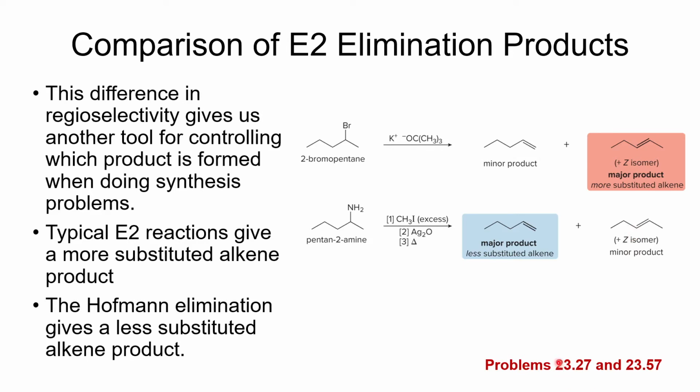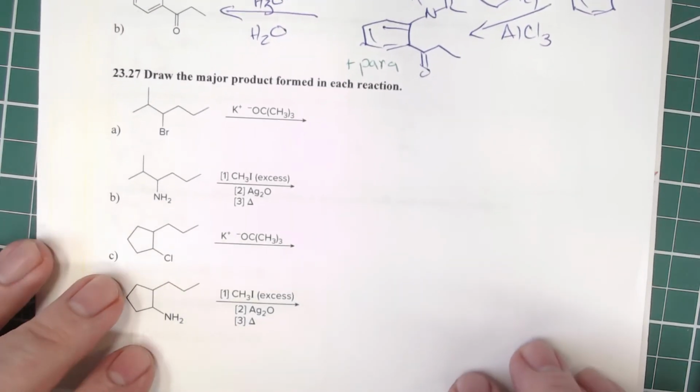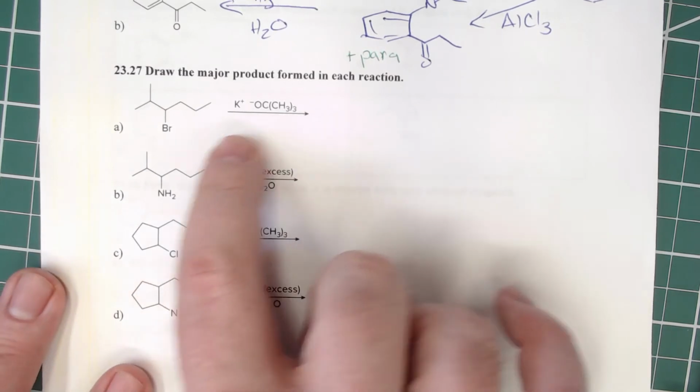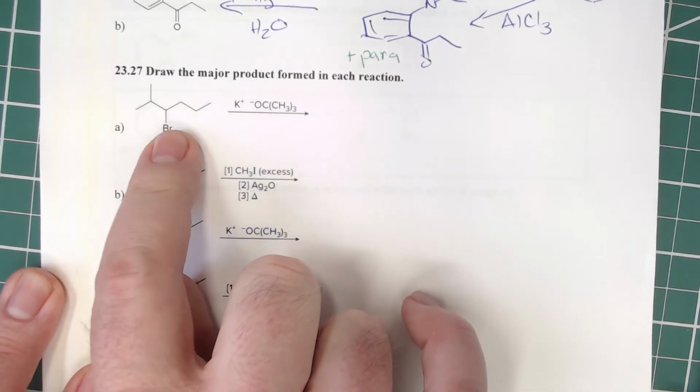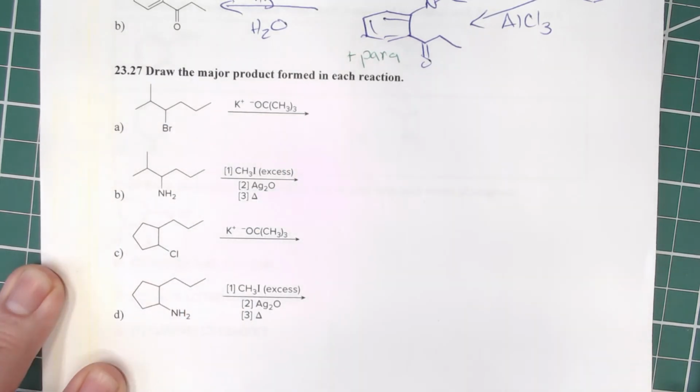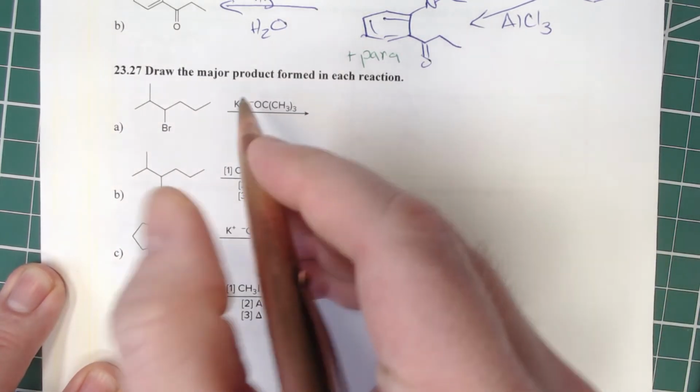So let's look at numbers 27 and 57. On these two problems, the first part is just looking at regioselectivity. The second part, number 57, we're going to look at stereochemistry. So let's switch over here. We want to draw the major product that is formed in each of these. On this one here, we've got potassium tert-butoxide. This is our typical E2 conditions.